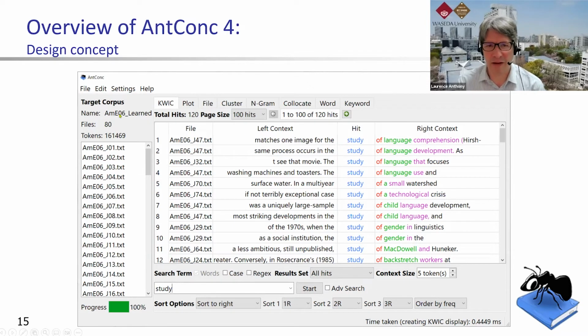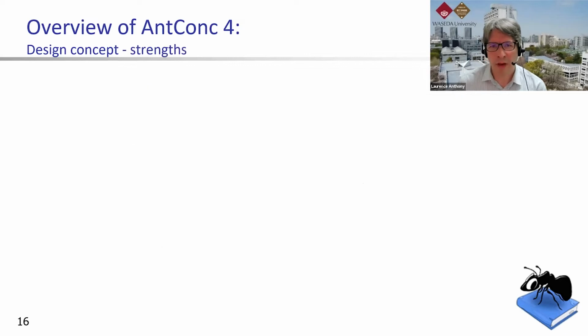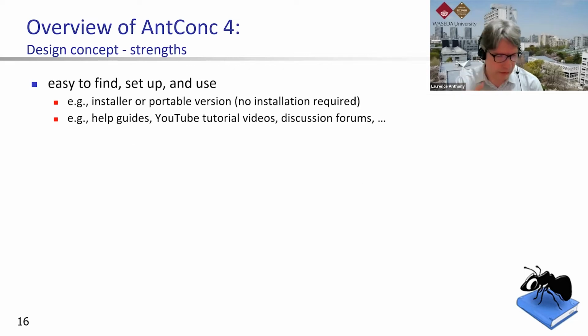You can see on the left here the files that you're analyzing. You can see at the top all the tools that are available to you as a user: concordance, plot, file, cluster, and so on. And then in the middle, you can see the results of the analysis, and at the bottom are some controllers to do searching and so on. In terms of design, I actually could move all of these into different places, but people are very familiar with this interface design, so I don't really want to move it around so much, although it could technically be moved around.